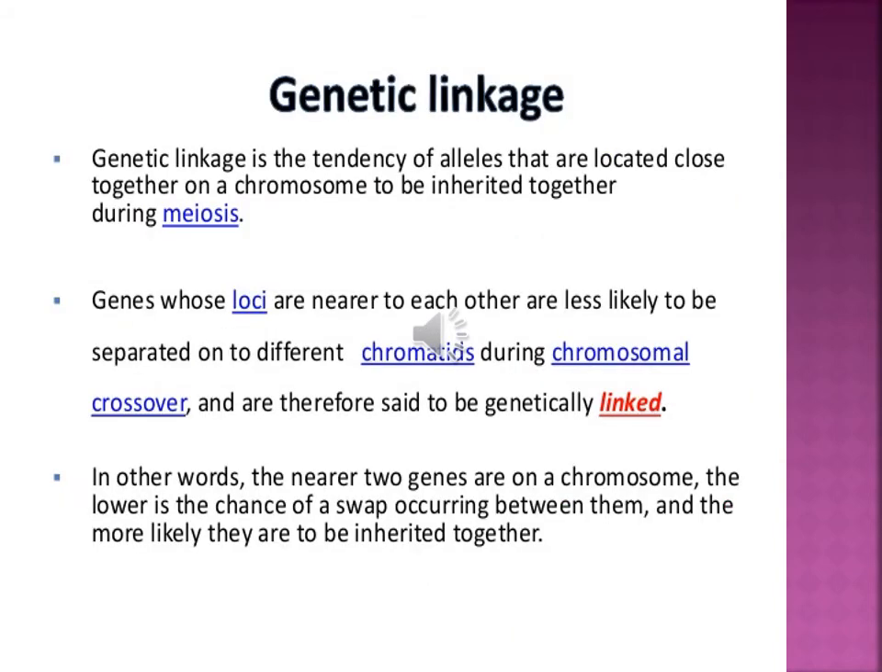Genetic linkage is the tendency of alleles that are located close together on a chromosome to be inherited together during meiosis, instead of separating onto different chromatids. In other words, the nearer two genes are on a chromosome, the lower is the chance of a swap occurring between them, and the more likely they are to be inherited together.